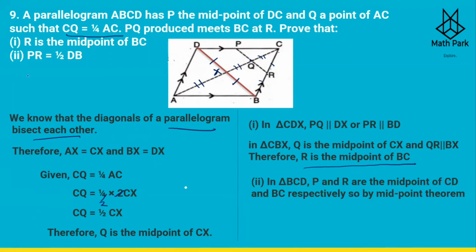Secondly, you have to prove that PR is equal to half DB. Now in triangle BCD, P and R are the midpoints of CD and BC respectively. Therefore, by midpoint theorem, you get PR is parallel to BD and PR is equal to half BD, and that's it. That is how you got PR is equal to half BD.